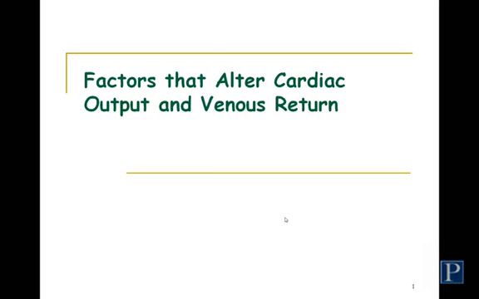The third part to the lecture on the regulation of cardiac output and venous return. We're going to be looking at factors that can alter cardiac output and venous return, and we're going to start by looking at conditions that are associated with abnormally high levels of cardiac output or low cardiac output, and ultimately a lot of them are linked to abnormalities in venous return.